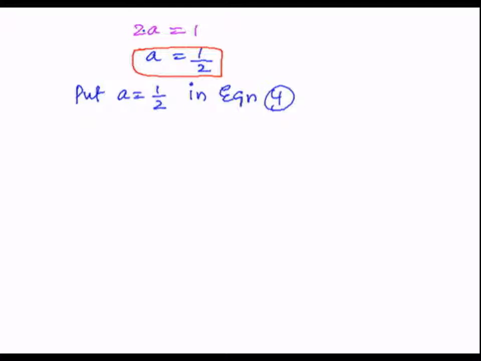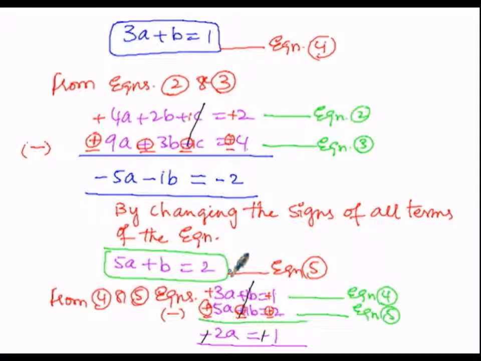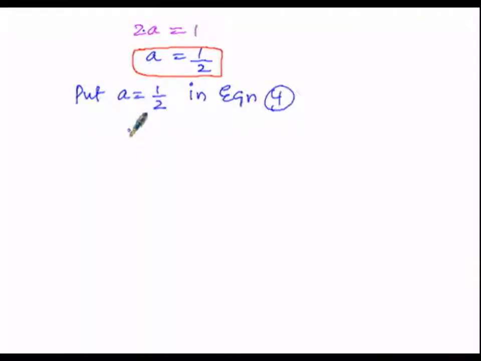Here equation number 4 is 3a plus 1b equals to 1. So 3a plus b equals to 1 is the equation number 4. So here in it we are going to substitute this a, that is half, 1 by 2, in this equation number 4. So 3 into a value, so a must be replaced by this half, plus b is equals to 1.